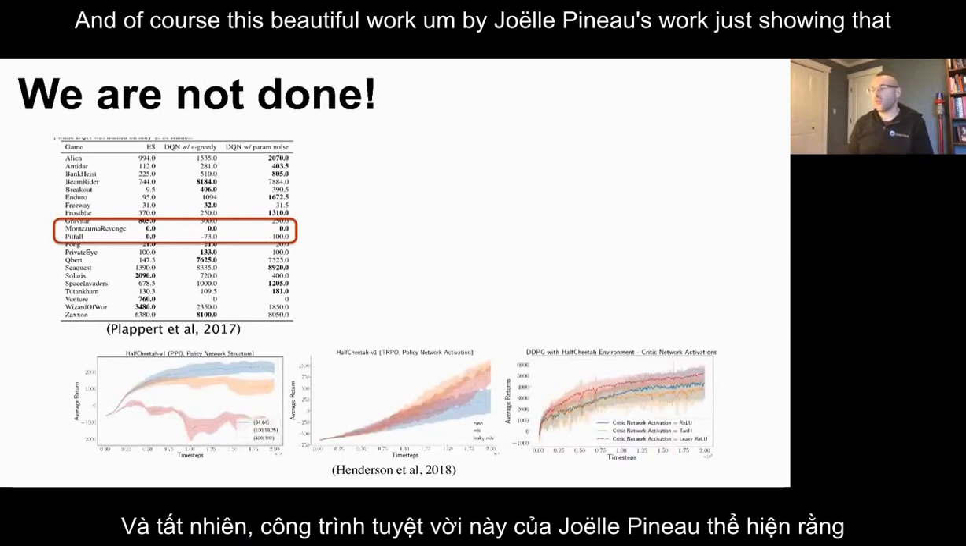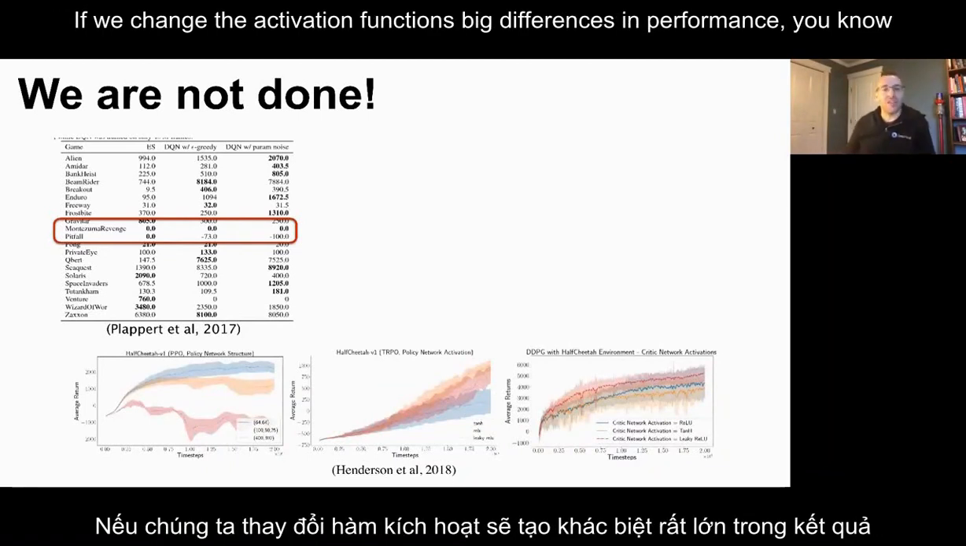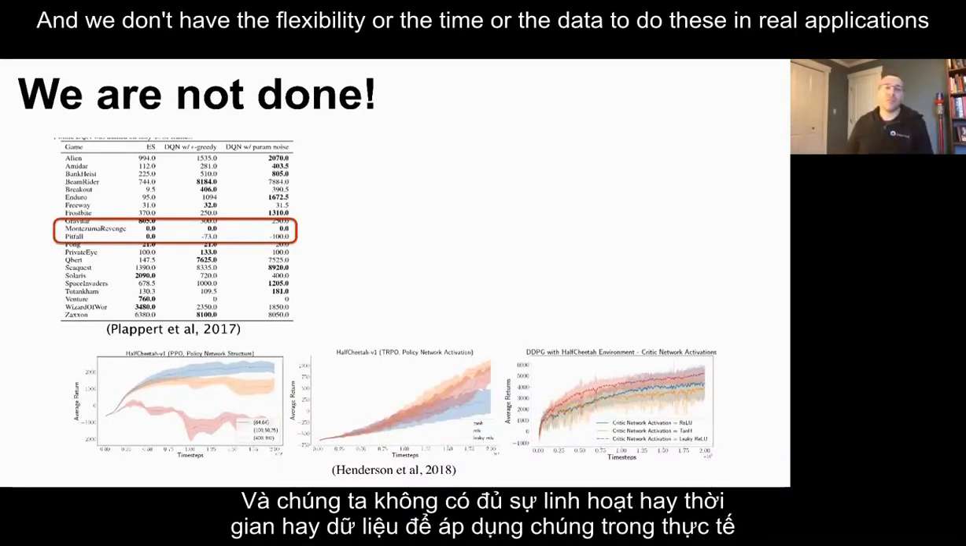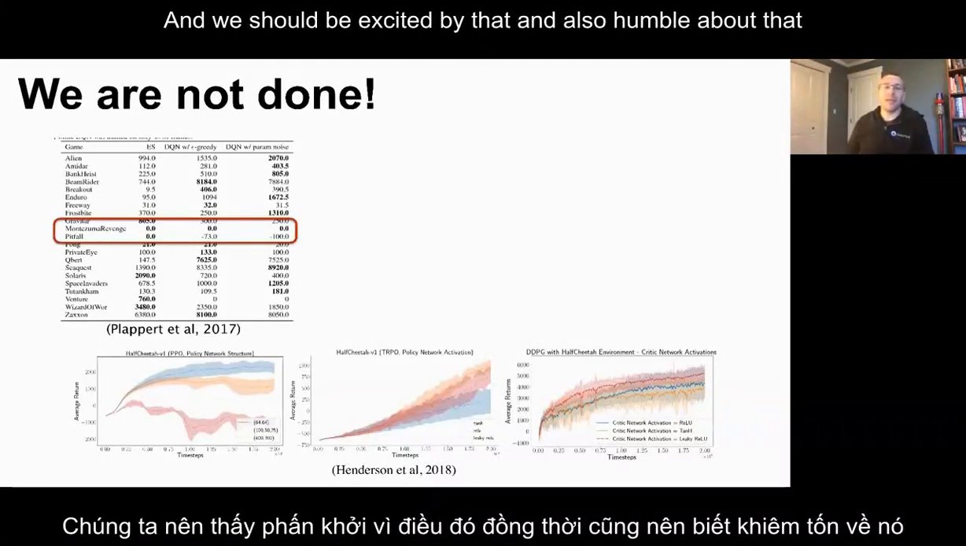And of course, this beautiful work by Joël Pineau, just showing that if we change the network architecture, we get vast differences in performance. If we change the activation functions, big differences in performance. All these little design choices matter, and we don't have the flexibility or the time or the data to do these in real applications. So we're really at the beginning of building intelligent systems, and we should be excited by that and also humble about that.